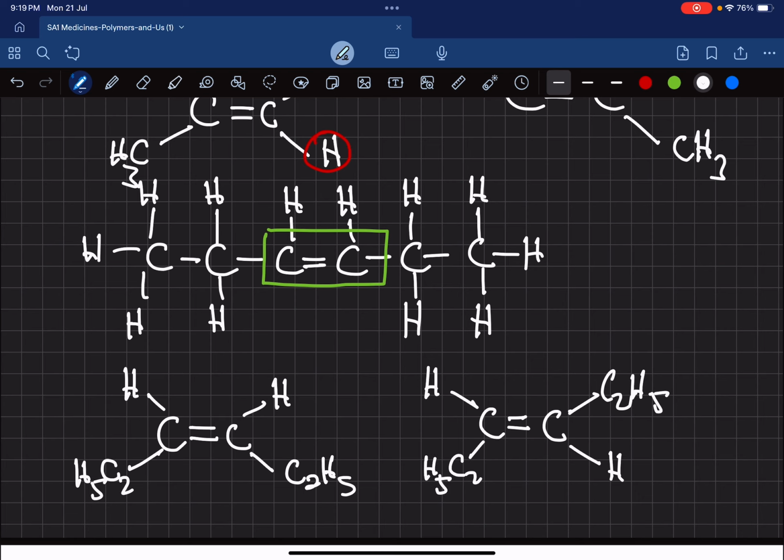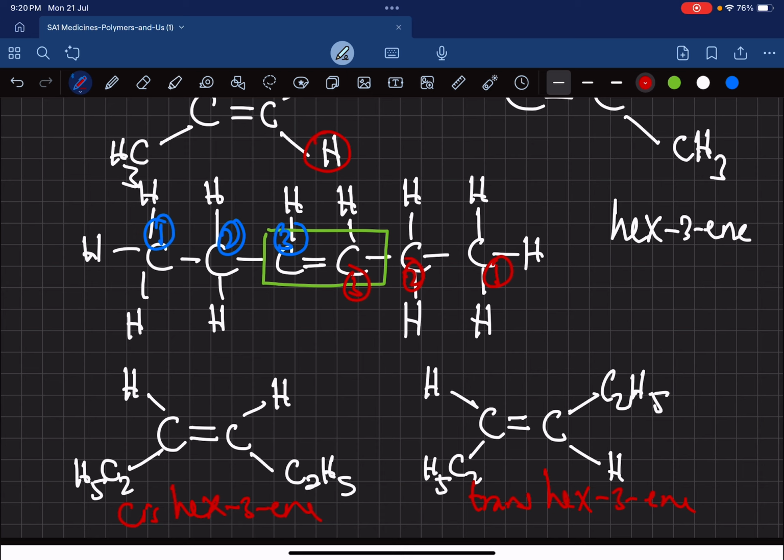So what is this guy called? 1, 2, 3, 4, 5, 6. This is called hex. What's the name for this guy? Hex-3-ene, right? Whichever way, it's 3. If I go from here, it's 1, 2, 3. If I go from here, it's 1, 2, 3. So it's hex-3-ene. So this image is going to be cis-hex-3-ene, and this is going to be trans-hex-3-ene. That's how we come up with the cis and trans configurations for hydrocarbons.